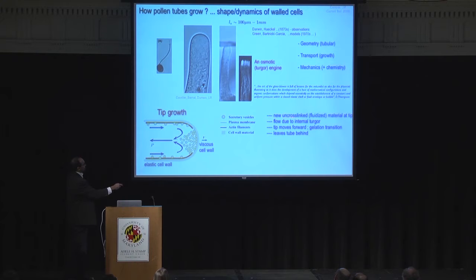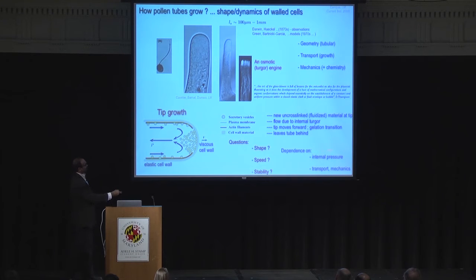So here is the mechanism. New uncross-linked material at the tip arises, flows due to internal turgor, the tip moves forward, and it leaves the tube behind. What are the questions we'd like to ask? Can we use that to predict the shape of this tube? Can we use it to predict the size of the tube? Can we predict the speed of the tube? And can we predict the stability of the tube? Those are the kinds of questions we'd like to ask.